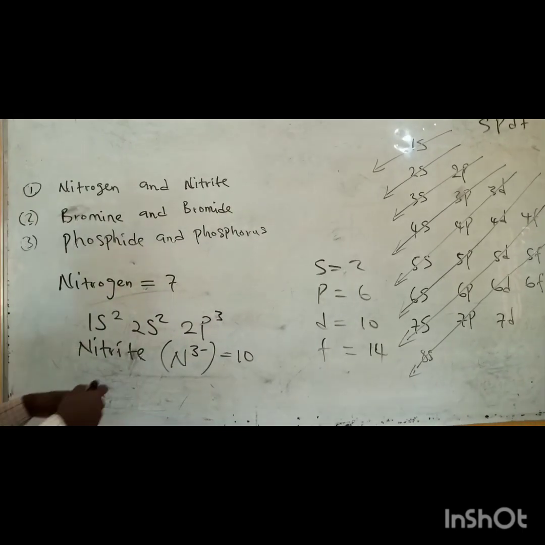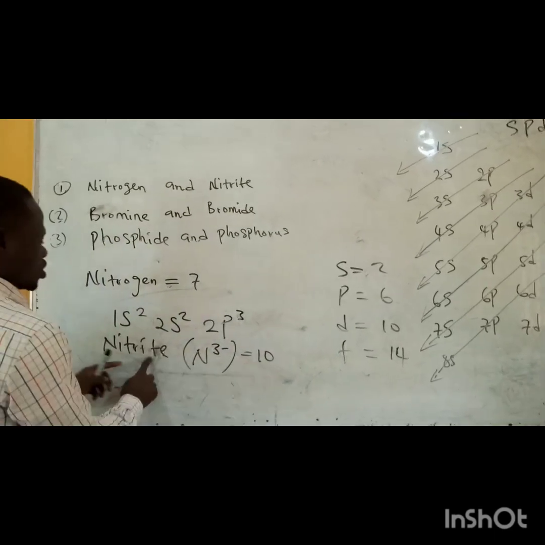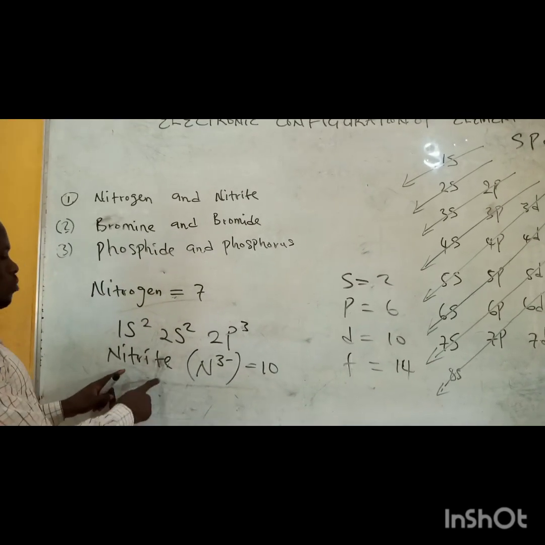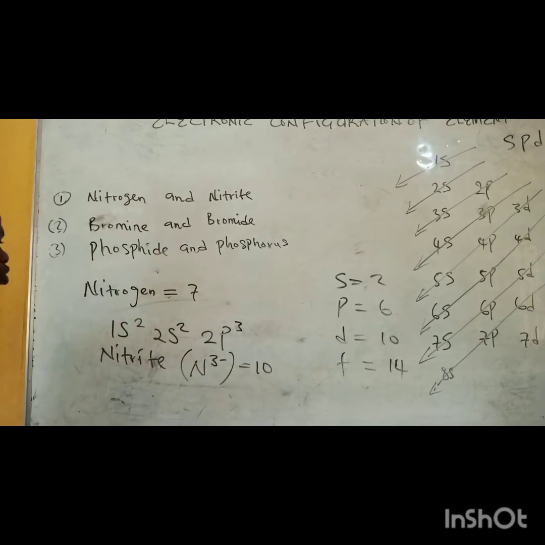You are now writing the electronic configuration of 10, just like the one of neon. But here, because it is nitride, you are adding 3, because the oxidation number of nitrogen, when it is combined with any other element, is -3.